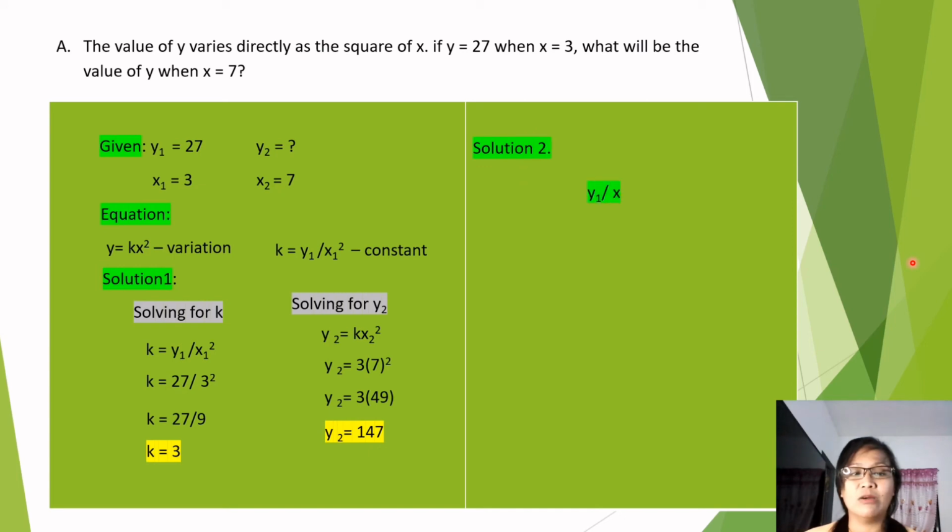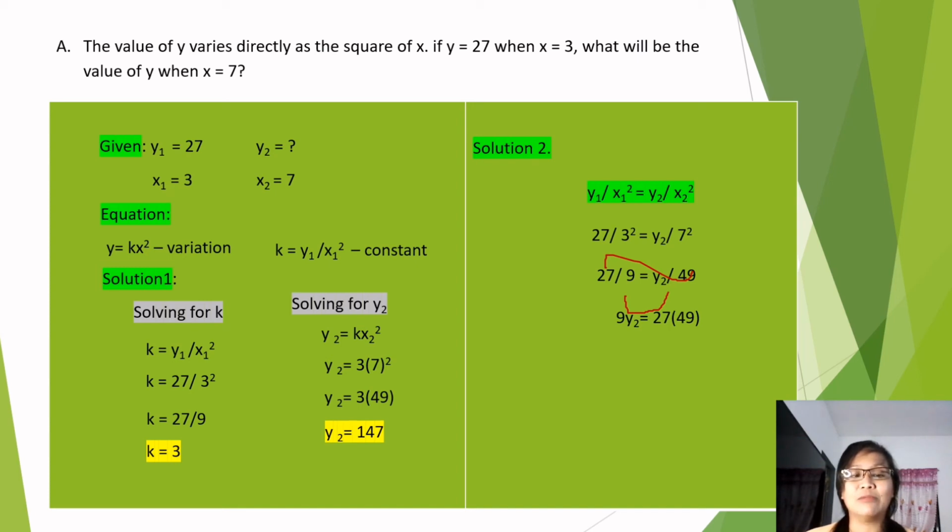Next solution, we're going to use ratio and proportion. So, y sub 1 over x sub 1 squared is equal to y sub 2 over x sub 2 squared. Then, substitute the given. 27 over 3 squared is equal to y sub 2 over 7 squared. So, kailangan muna nating isimplify ito by performing the exponent. Therefore, we have 27 over 9 is equal to y sub 2 over 49. Next, cross product 27 times 49 and 9 times y sub 2. So we have 9 y sub 2 is equal to 27 times 49.